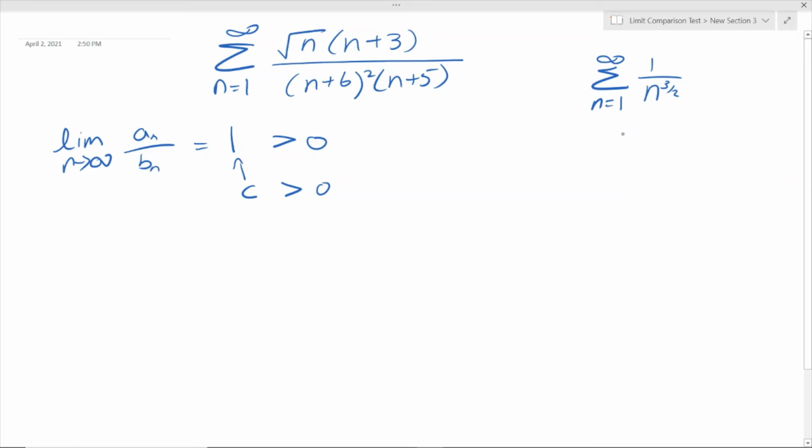Now let's look at this series that we compared it with. This series, we can see, is a p-series. A p-series has a form that looks like this.